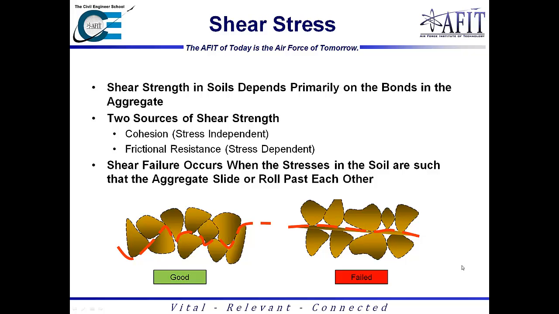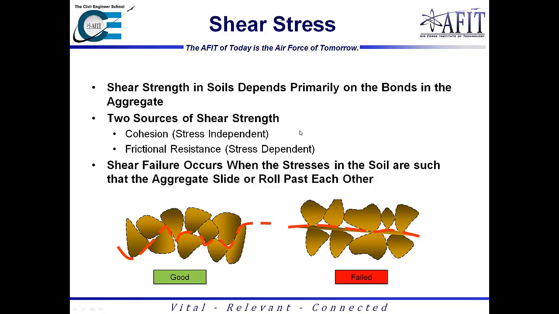The next topic we're going to be getting into is shear stress. So shear strength for soils depends primarily on the bonds between the aggregates. So there's two sources of shear strength in soils. You have cohesion and you have frictional resistance. Cohesion is stress independent and frictional resistance is stress dependent.